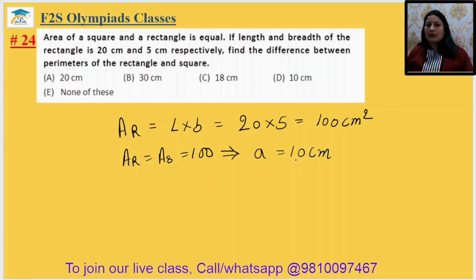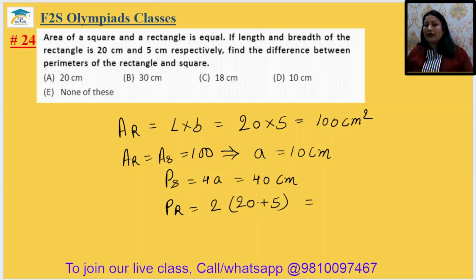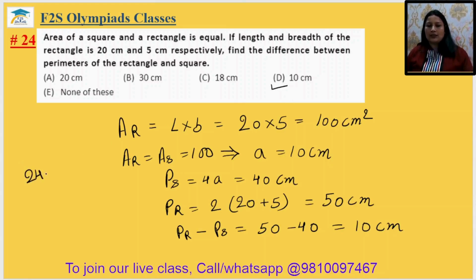Okay? And if the side will be 10 centimeter, then perimeter of the square will be equal to 4a, that is your 40 centimeter. And perimeter of the rectangle equal to 2 into L plus B, 20 plus 5, that is your 25 multiplied by 2, 50 centimeter. So here difference between the perimeter of the rectangle minus perimeter of the square equal to 50 minus 40, that is your 10 centimeter. It is in the option number D. So 24 answer is option D.